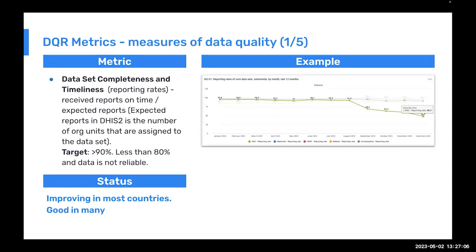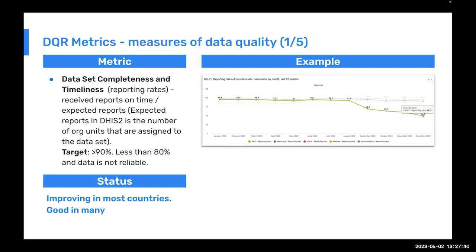The first metric is data set completeness and timeliness. I say data set, but this is just your form, your tally sheet from yesterday. It's essentially the same concept, okay? And we apply this concept typically to aggregate data for the most part, right? You might have case-based data as well. It's a little less intuitive to apply the concept of completeness and timeliness when you're reporting every individual case. So there are ways to do that, but it's more difficult to aggregate those measures, okay?